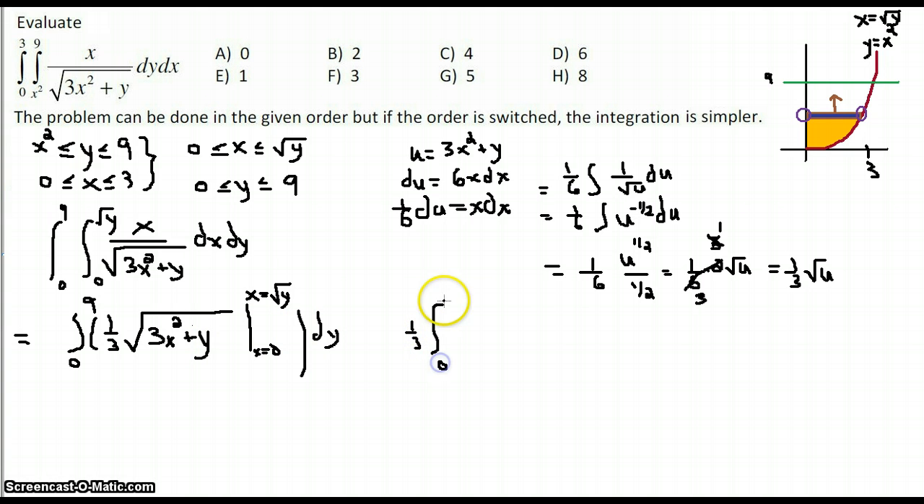Have the integral from 0 to 9. Okay, so we have the square root. We're going to replace x by root y. We square that, we just get y. So 3y plus y would be what the upper limit gives. The lower limit would give a square root where we replace x by 0. So we get 0 plus y. And then we have the dy integral.